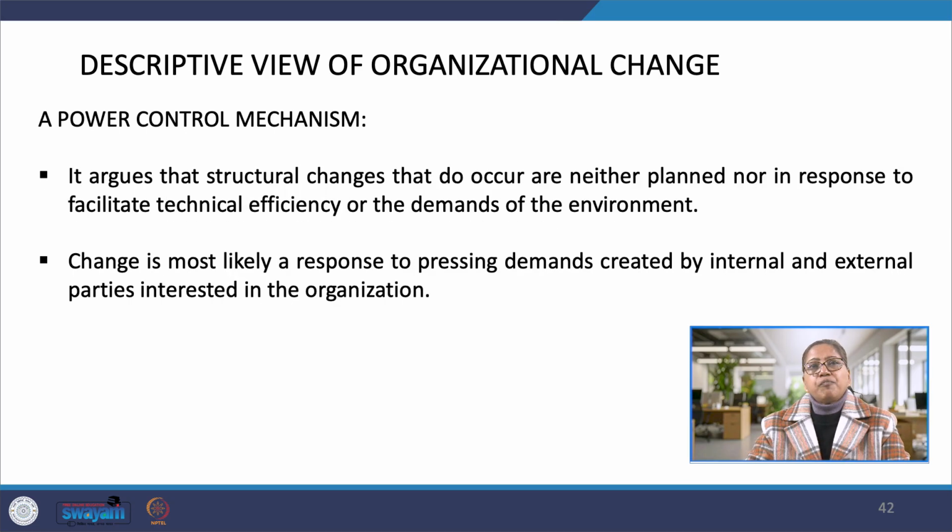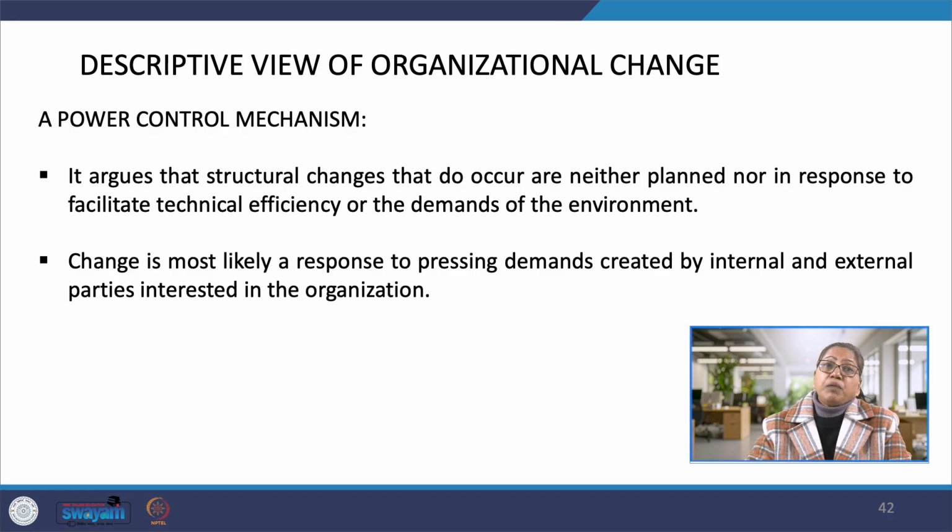The proponents of the power control mechanism would argue that structural change would occur neither as planned nor as a response to facilitate technical efficiency or the demands of the environment. Following this brief summary of the power control mechanism, change is most likely a response to pressing demands created by internal or external parties interested in the organization. Change is reactive rather than anticipatory.